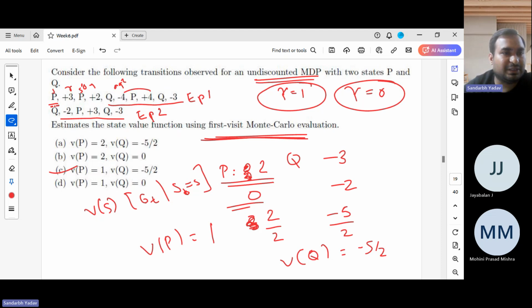P is getting visited once, twice, thrice here. So there will be three values of P: one corresponding to the entire trajectory, then the second one starting from here and going till the end, then the third one starting from here until the end. In a similar manner, in the second episode there is only one, so we will start from here and go till the end. This is how you will calculate. But since there will be four values, when you are taking the average, you need to divide by 4.